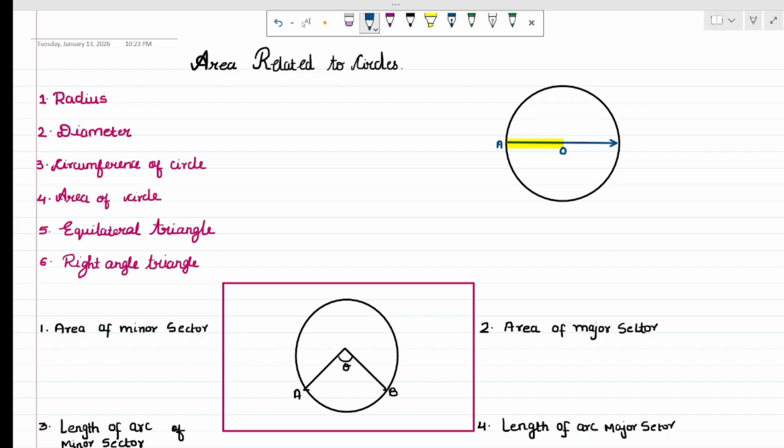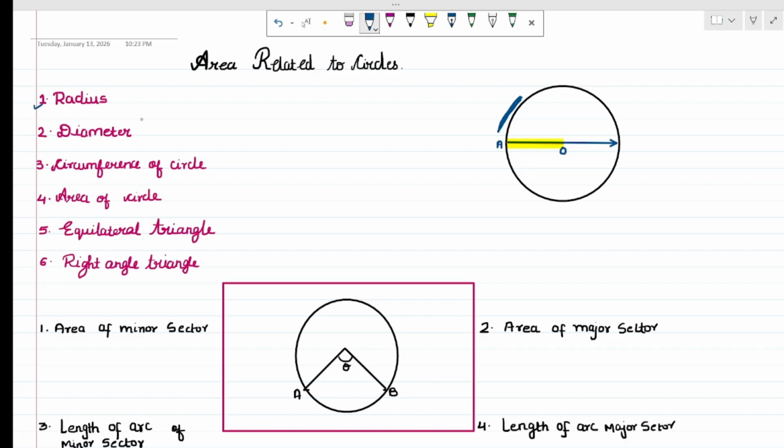The first thing we are going to learn about is the radius. What does a radius mean? If this is the edge of the circle, this outer line is called the edge of the circle, as the circle does not have a perimeter. Okay, circle does not have perimeter. This whole edge forms the circle's boundary.